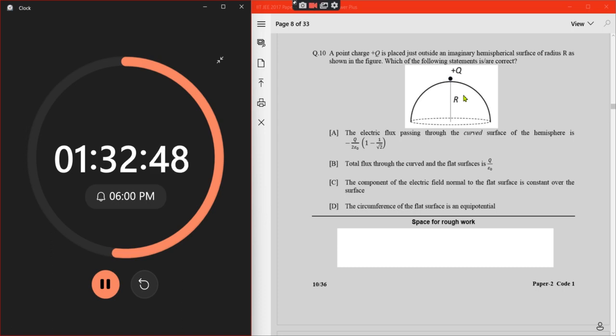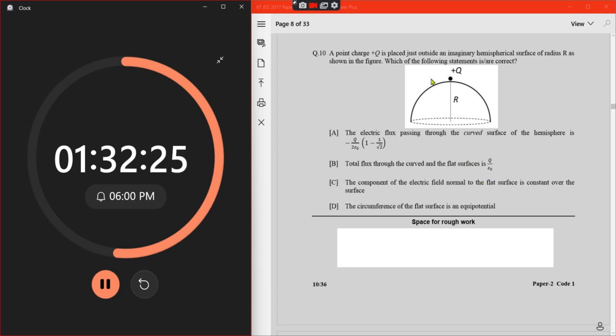Q upon 2 epsilon naught times 1 minus 1 upon square root of 2. Which is, okay, that's the thing, of course. Wait, that's the flux passing through this, no, negative of that. So that's right. This option A is correct. But flux to the curved and the flat surface, I mean, okay, wait a second. Oh, it's because it's negative. Got it. The total flux to the curved and flat surface is this.